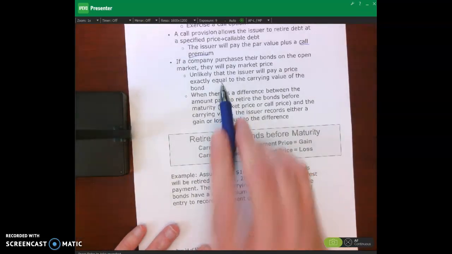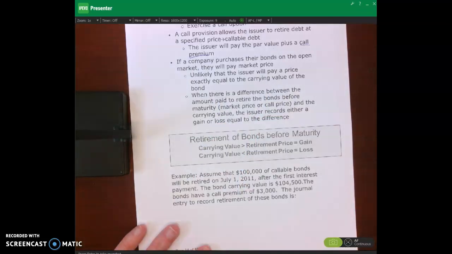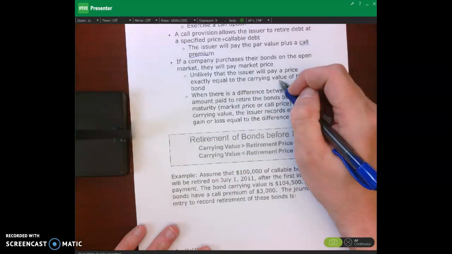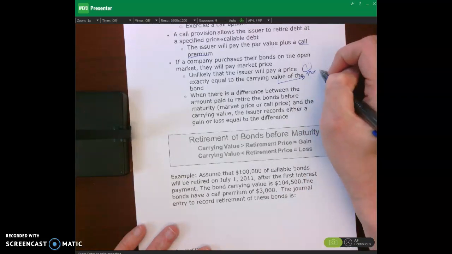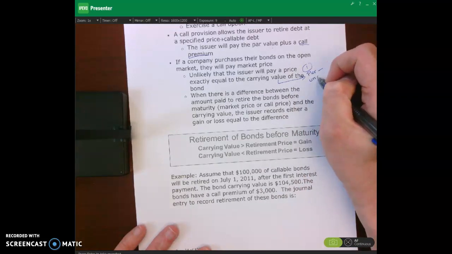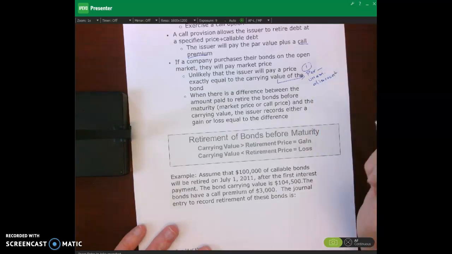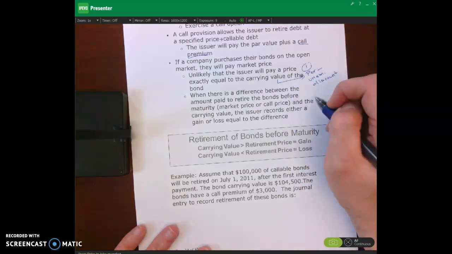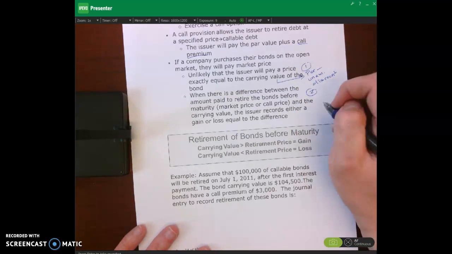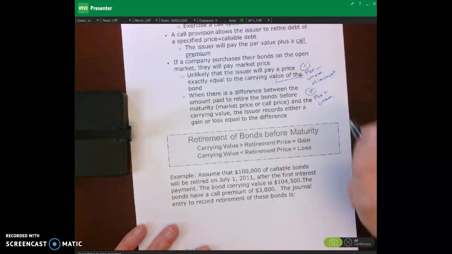Now, it's very unlikely that the issuer will pay a price exactly equal to the carrying value of the bond. So remember the carrying value of the bond. With a discount, it was the par minus the unamortized discount. That was carrying value for a discount bond. What is carrying value for a premium bond? Par plus unamortized premium.